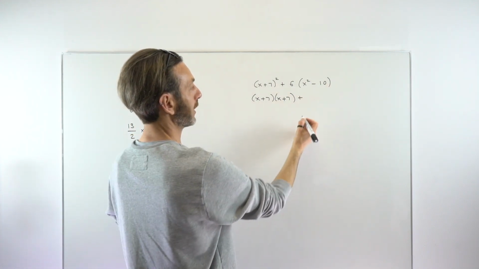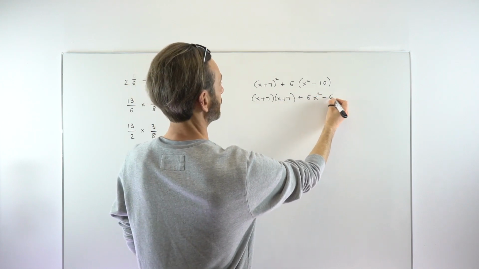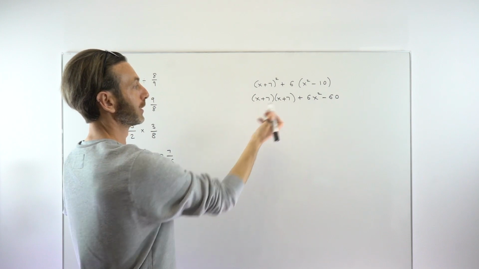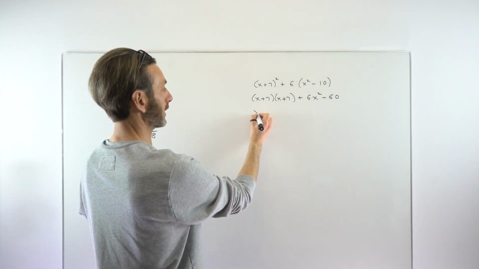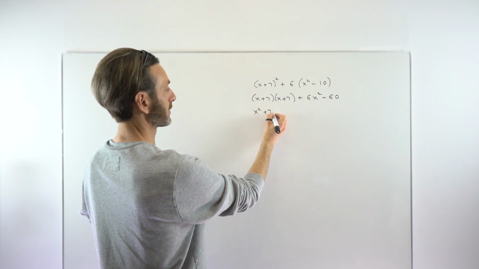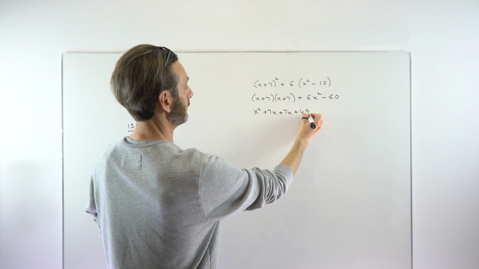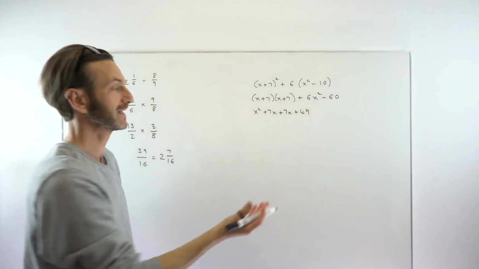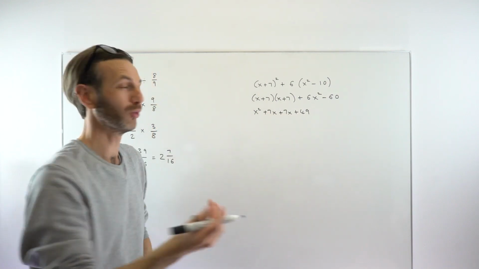Second bracket we need to multiply out. I'm just going to go ahead and do that now. So that's going to be 6x squared minus 60. Now we can properly multiply these two brackets together without missing any terms. So we're going to get an x squared, we would get a 7x, and then another 7x, and then a 49. If you don't write the bracket twice, it's very tempting to, like I say, just have this and this, and to miss these two middle terms.